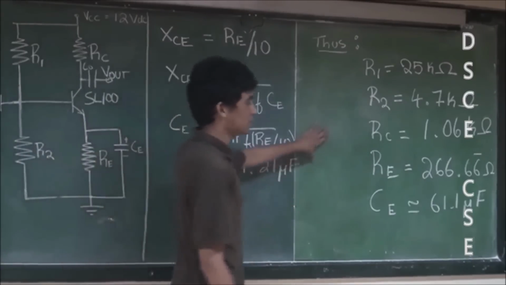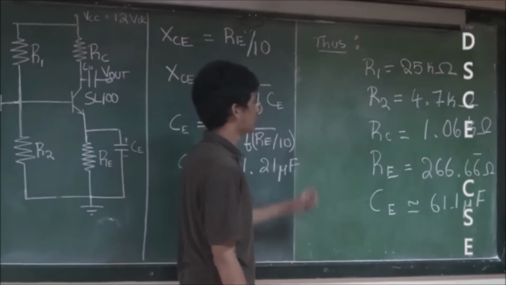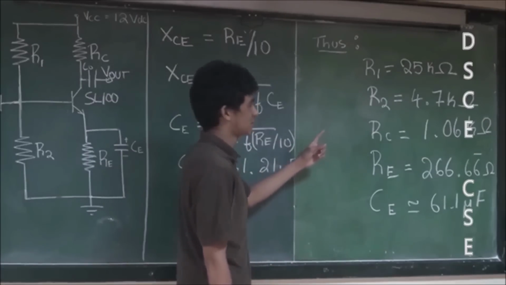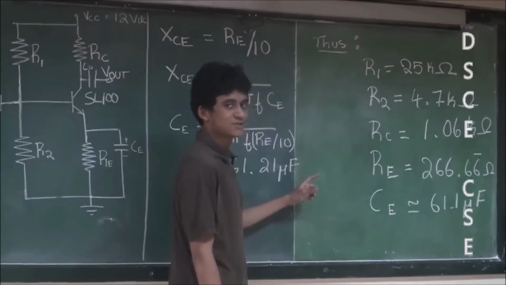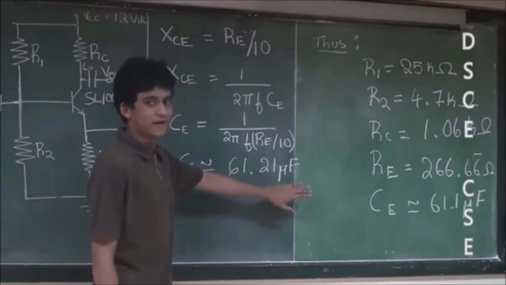Now, thus we have all these values that we have found out. We have R1 equals 25 kilo ohms, R2 equals 4.7 kilo ohms, RC equals 1.06 kilo ohms, RE equals 266.66 ohms. CE equals 61.1 microfarad.